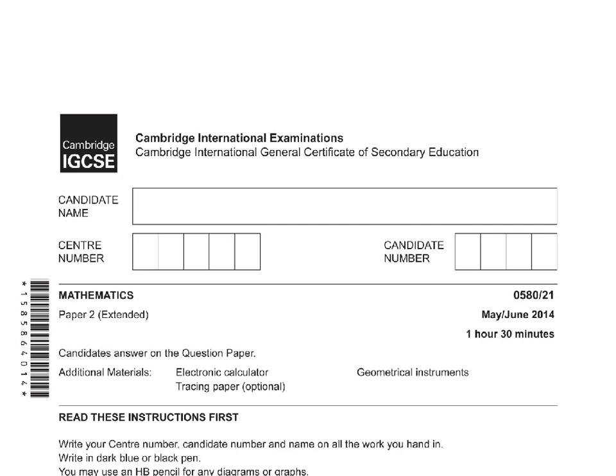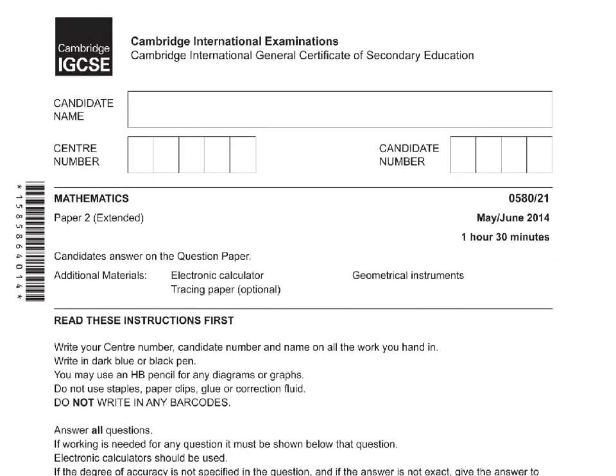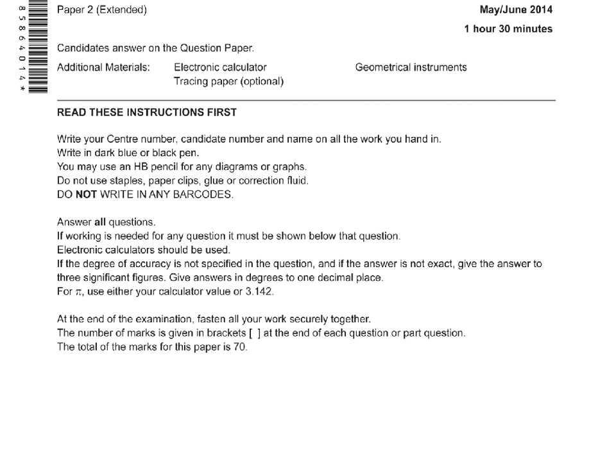So that's what we're going to do now. We're going to do the paper of May/June 2014, paper 21, which is the first paper of the extended curriculum. You have an hour and 30 minutes to complete it, which is 90 minutes. Just before we start, make sure that you round correctly. If it's not specified and your answer is not exact, you give your answer correct to 3 significant figures, or in degrees to 1 decimal place if you're talking about angles. You can get 70 points and you're allowed to use a calculator.